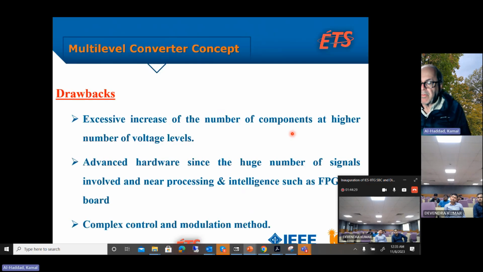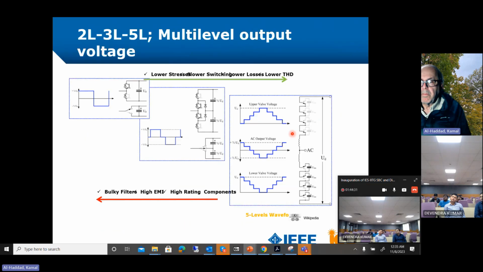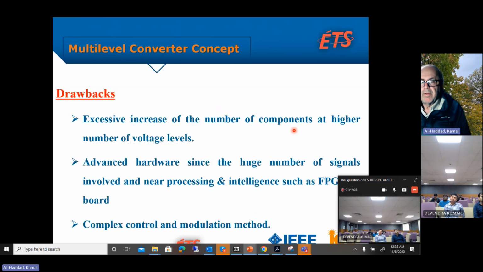What's the drawback of this type of topology that we are having? What's the drawback of having these? Excessive increase of the number of components. Yes, sure.